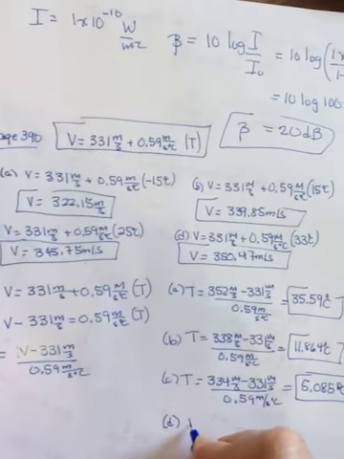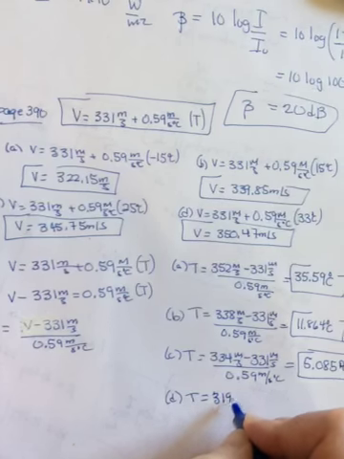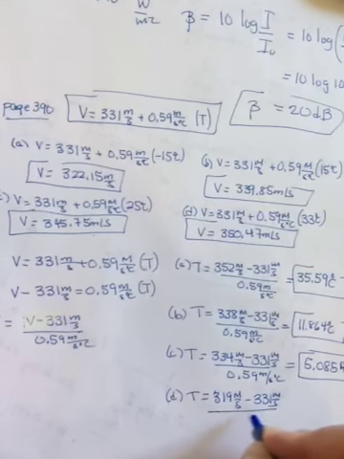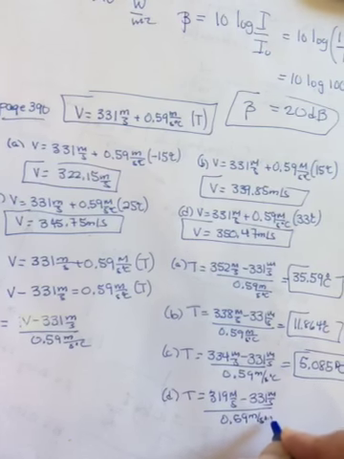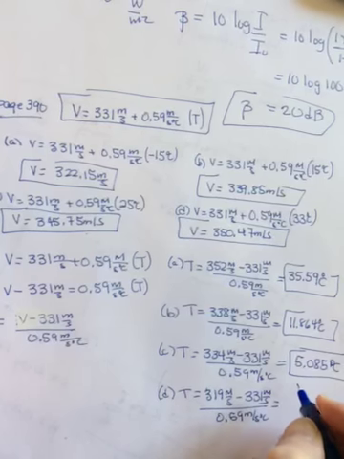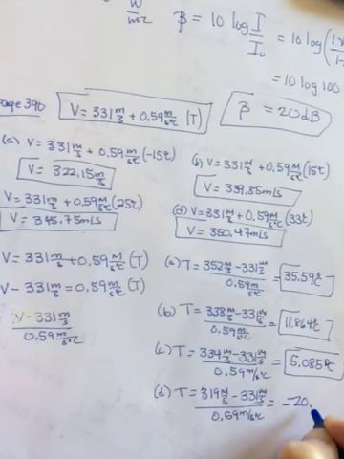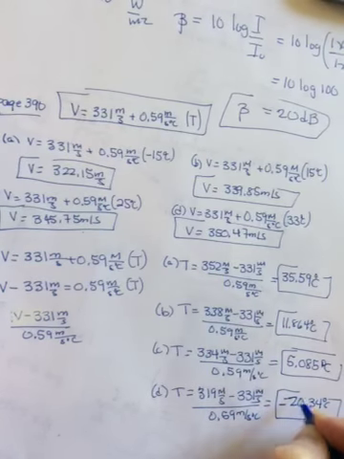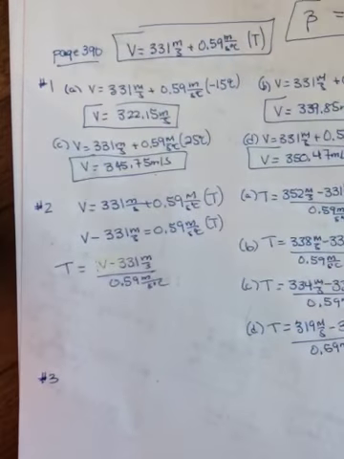And D, the last one, T is equal to, this time the speed is 319, minus 331 meters per second. We're going to get a negative here because that's negative 12 on the top, divided by 0.59 meters per second degrees Celsius, and you end up with negative 20.34 degrees Celsius. That was going to be a negative, but then it looked like it was attached to the 20, so I made a new negative. Number 3 says, a ship's horn blasts through the fog.